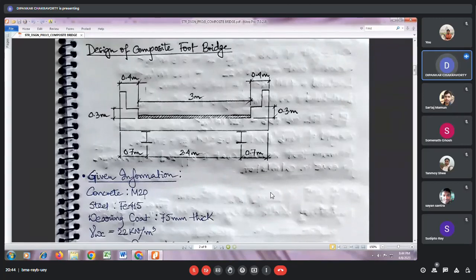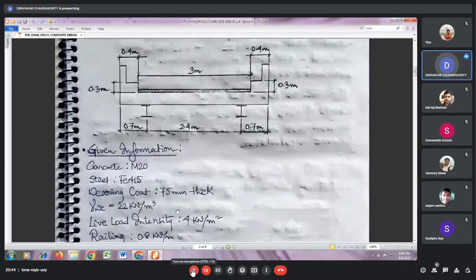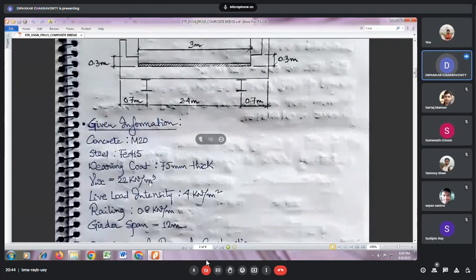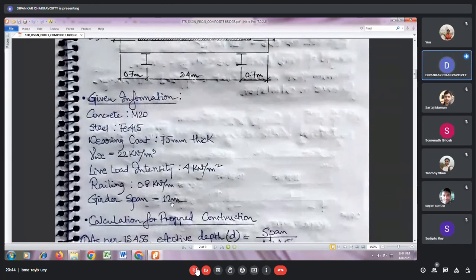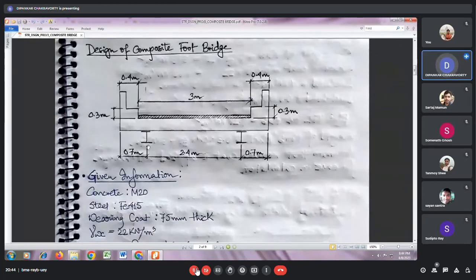Now the information given is concrete is M20. For your problem, you please take it as M25, and the steel grade will be Fe500. Wearing coat will be 75 mm thick. The unit weight of wearing coat is 22 kilonewton per meter cube. Live load intensity for footbridges is normally taken as 4 kilonewton per meter square, and the weight of railing or crash barrier is to the tune of 0.8 to 1 kilonewton per meter. Now the girder span is 12 meter, as I told you, from abutment to abutment.